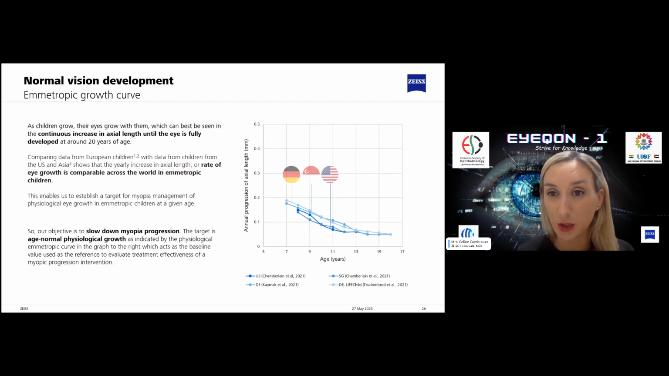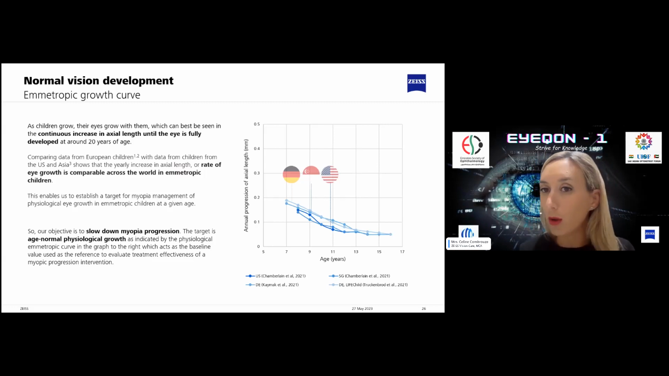And what we wanted to know is, is there a normal curve of growth of an eyeball of a child who is emmetropic? Can we do a normal curve of growth of an emmetropic child, as we do when you give birth to a baby? You know that the weight and the age and the height should follow a curve. Can we do the same for the growth of an eye? And actually, yes, we can.